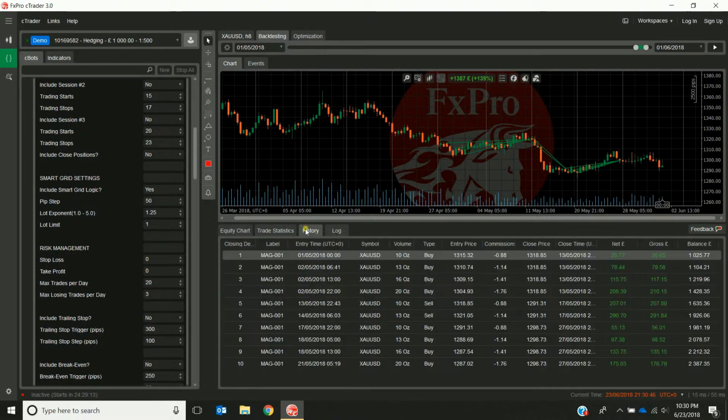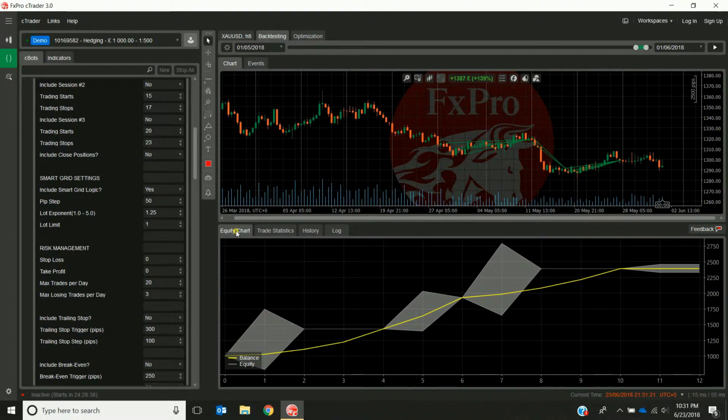So if we go into the history tab, as I mentioned before, we can see entry time, symbol, volume, direction, entry price, closing price, what the commission was taken, and overall the net and gross profit and the effect on your balance. So you can see we started with 1,000, and then after the first trade we were up to 1,025.77 from the net profit, and we ended on 2,387.35, which aligns with this figure up here. So overall they would appear to be successful parameters, at least during that month of the backtesting.